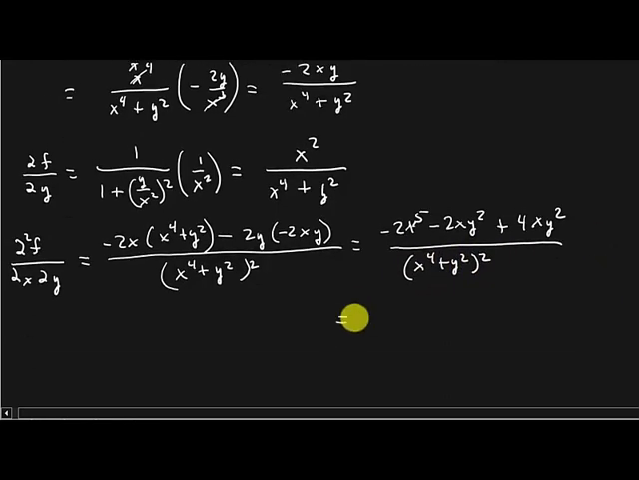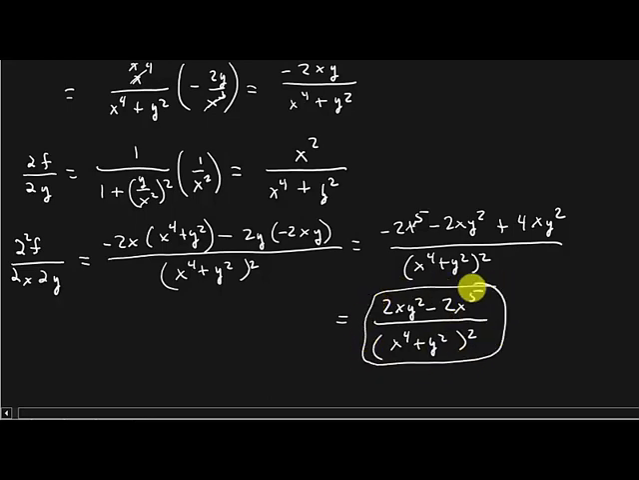I hope I didn't screw something up somewhere. And so that's actually going to be 2xy squared minus 2x to the 5th over x to the 4th plus y squared. And let me double check my work. We don't want comments, you did that wrong. Okay, so that's that one.